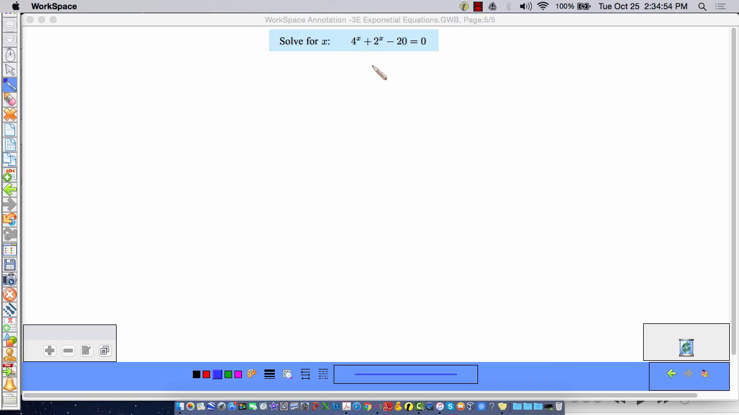So, okay, I need to write this as something squared, and that something needs to be 2 to the x because there's nothing else I can do with this middle term. So I'm going to rewrite 4 as 2 squared to the x power plus 2 to the x minus 20 equals 0. And I'm not quite there yet. I need this to be 2 to the x. And I'm going to go step by step here. Maybe you see it right away.